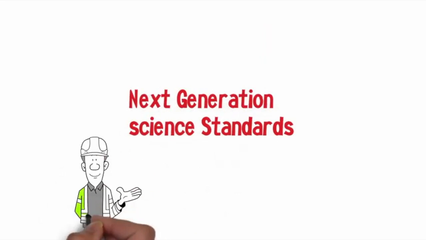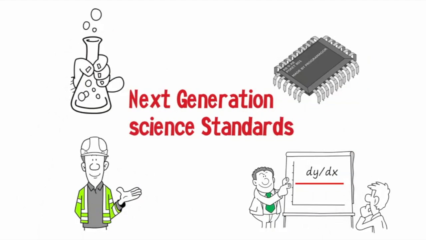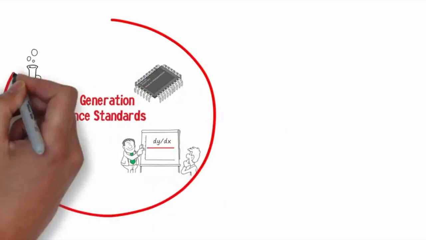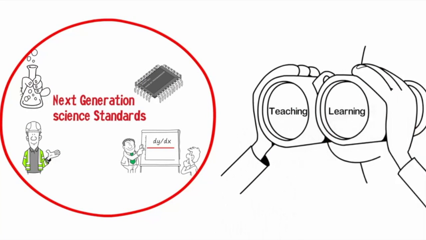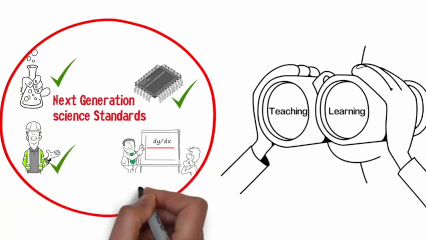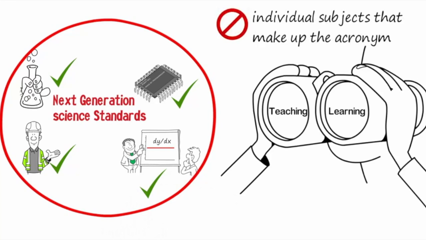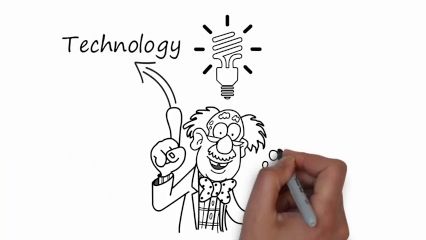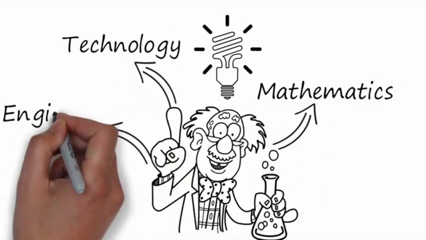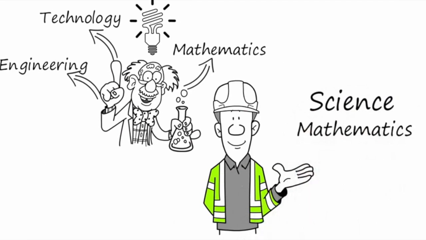But the new reform method, like the Next Generation Science Standards, is placing more emphasis on the connections between and among the STEM disciplines. To understand how this trend might affect teaching and learning in the future, we need to take a closer look at integrated STEM education, not just the individual subjects that make up the acronym. In the real world, science relies on technology, mathematics and engineering. And engineering depends on findings from science, the application of mathematics and the use of technology.